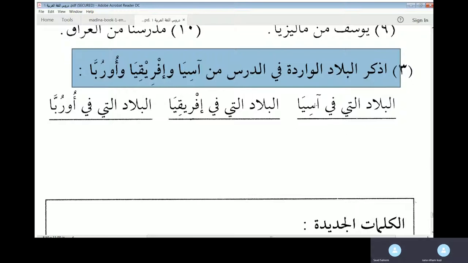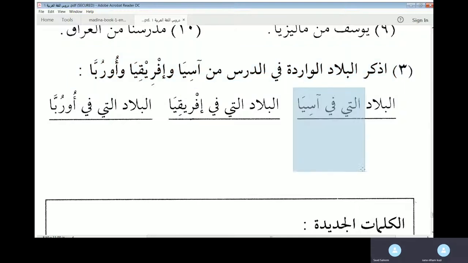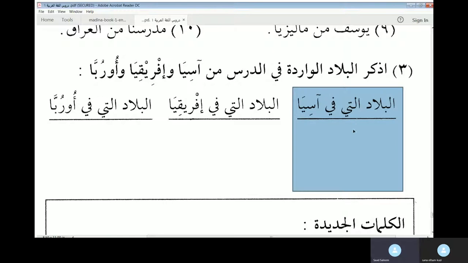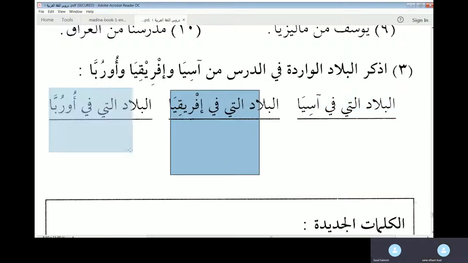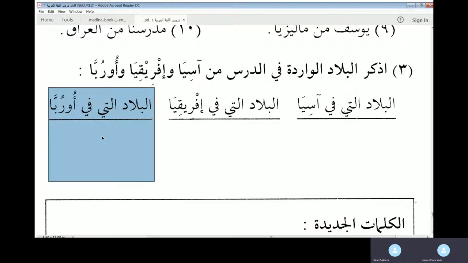Okay, min Asia, from Asia, wa Africa and Europe. Okay. In the first column, we will write the names of countries which are from Asia, in the second column, African countries, in the third column, we will write the names of European countries.